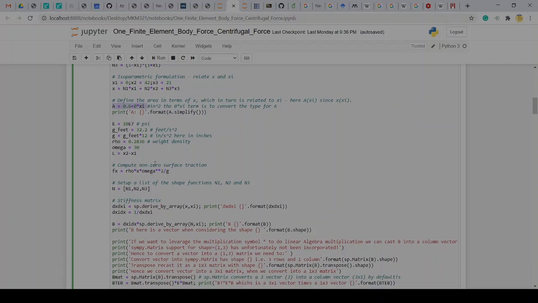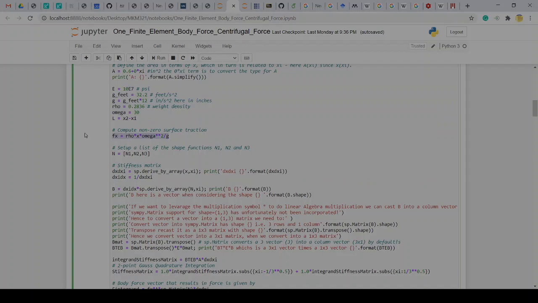Then I'm adding in all this information just from the problem, as given by the problem: the Young's modulus in psi, g in feet per second squared, etc. So this is just given information, and here I can compute the associated body force that we have acting over that structure.